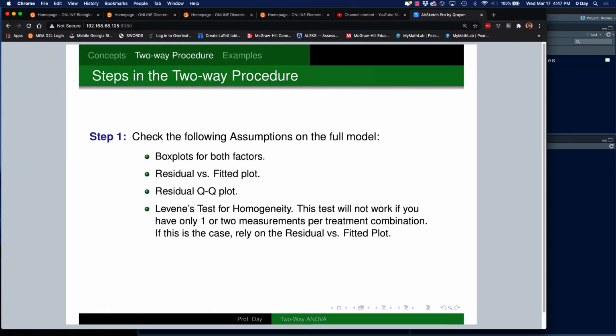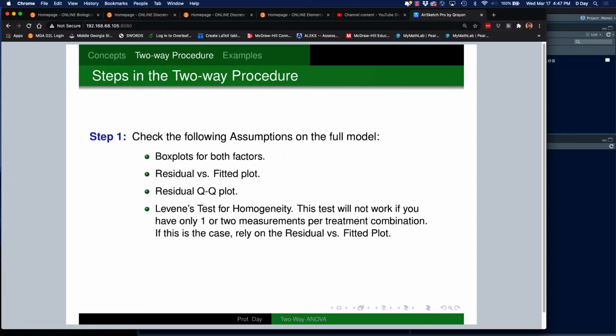So step one, regardless of which way that flow chart goes, is to check the following assumptions on our full model. In other words, all the data, the similar kind of things that we did when we did a one-way ANOVA. So we're going to have box plots for both factors. When we create them this time, we'll have one for factor A and one for factor B, and we'll be able to look at them similarly. They'll just be two separate graphs, but we'll look at them similar to how we did in the one factor ANOVA. We'll get a single residual versus fitted plot, so we'll be, again, looking to see if the variation's similar or we see a pattern emerge in that plot. We'll look at the residual QQ plot for normality and see how normal we think the data is.